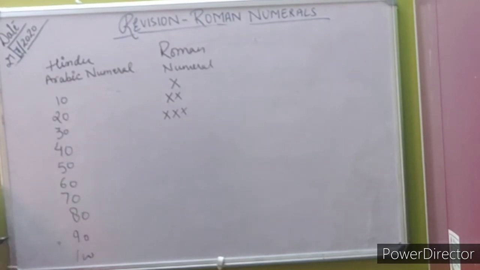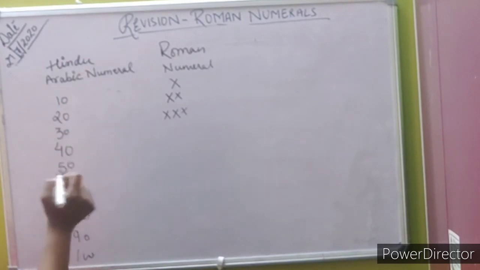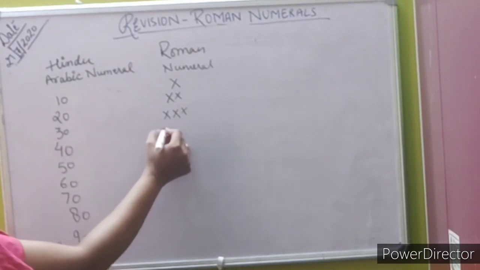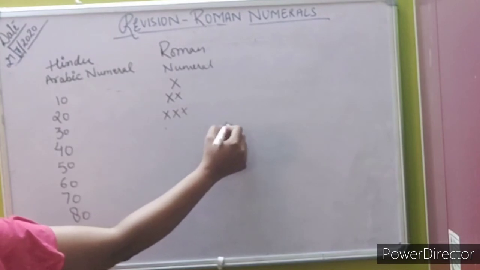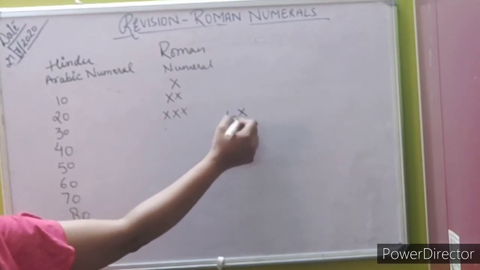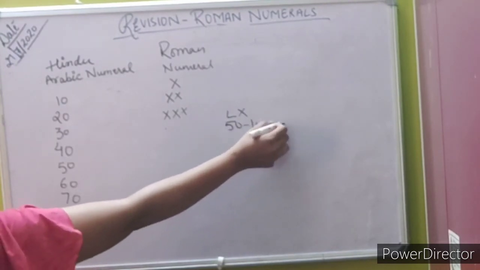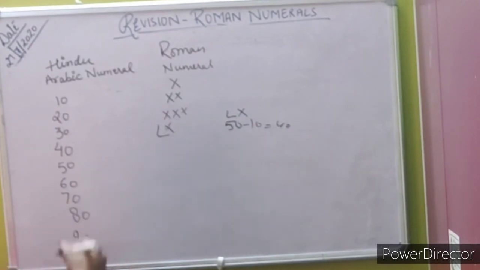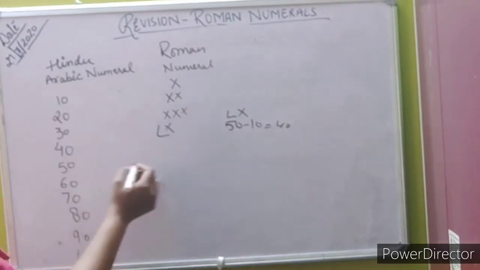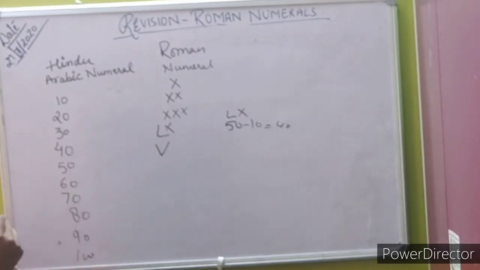Now see the rule number 3. A smaller numeral written to the left of a larger numeral is always subtracted from the larger numeral. So 50, suppose L stands for 50 and X stands for 10. So 50 minus 10 is 40. So XL stands for 40, and 50 stands for L.